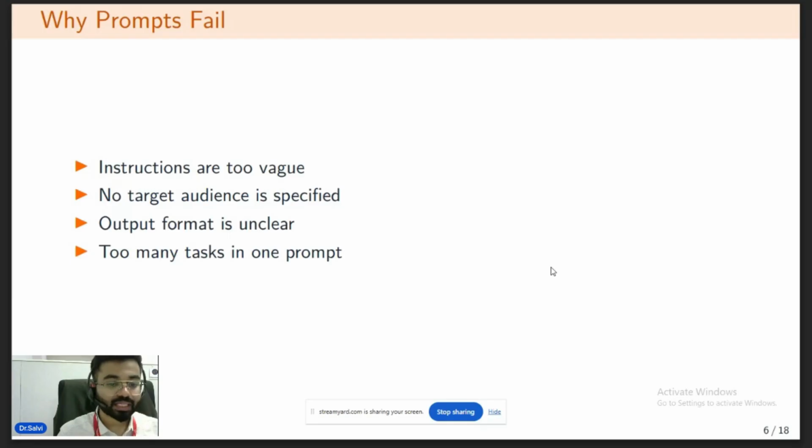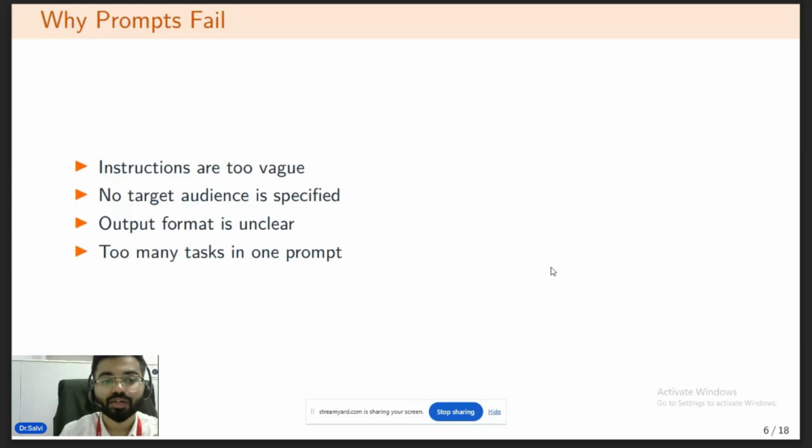Now, we have to spend some time understanding why exactly prompts are going to fail. Prompts can be instructions, from what we know from the previous slide, but if these instructions are too vague, then they are going to fail. What do we mean by vague? Let us say my instruction is: write an essay. Now on what, why, for whom, how much, nothing is specified. That would be a vague instruction.